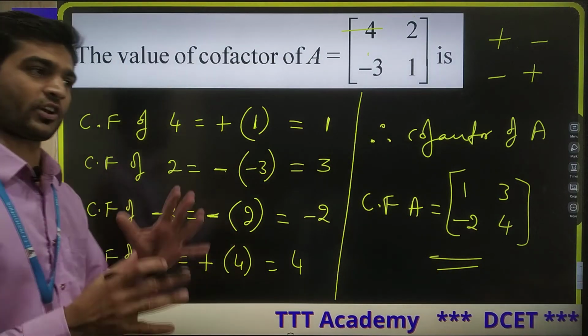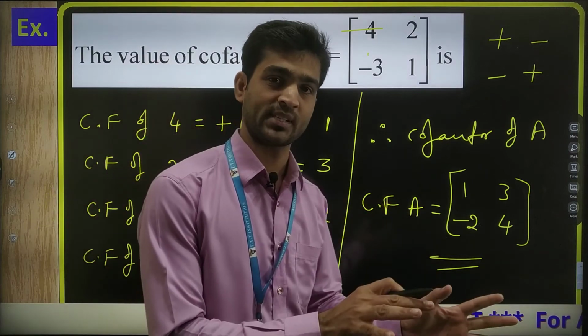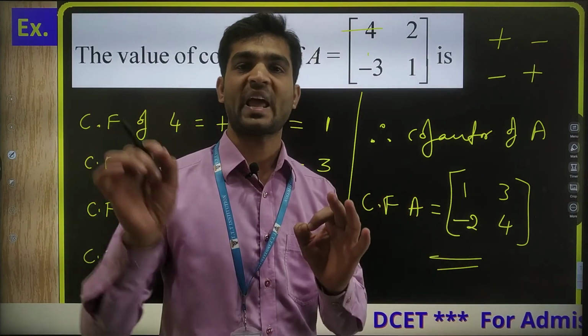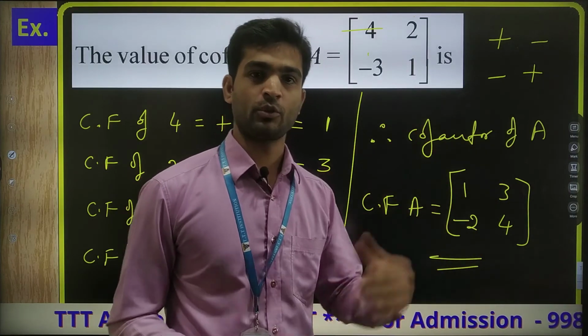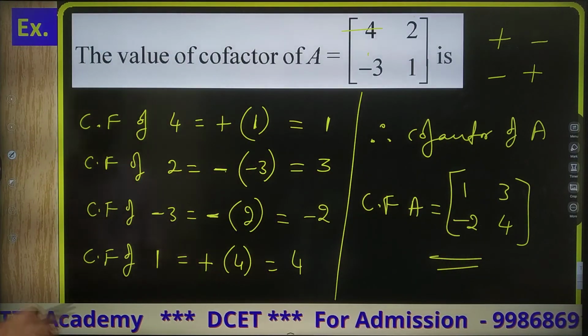That means if you want to write the cofactor of a matrix, we need to find the cofactor for every element. Then we have to substitute them into their positions. That is the cofactor of a matrix.